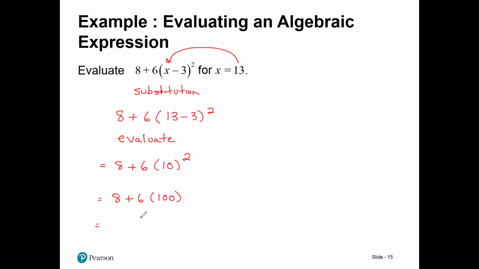Now we go multiplication and division. We only have one of them to worry about. So this is 6 times 100, or 600. So 8 plus 600. Then I do my addition. So I have 608. And that is all that evaluating the expression is.